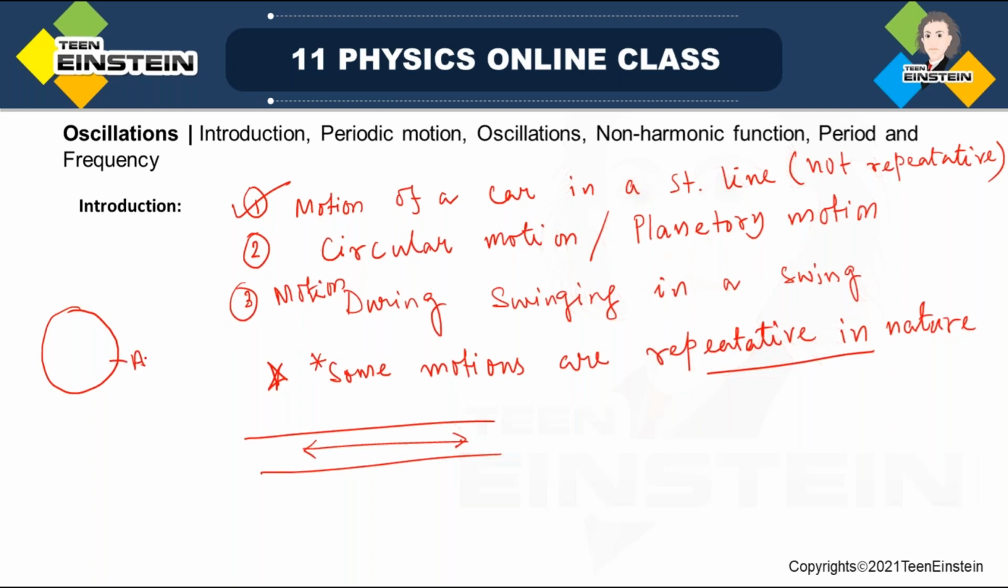Whereas circular motion, you look, if you start from this point A, you go all the way to B and go to C, all the way up to D, and then come back to A. Again, you can start from A, go all the way and come back here. So it is a repetitive motion.